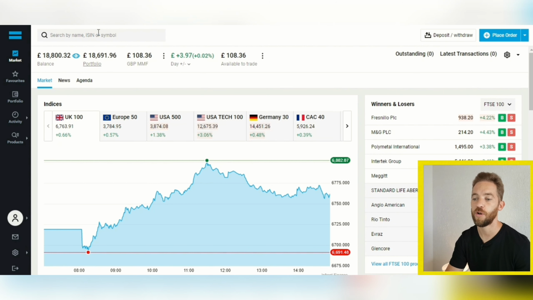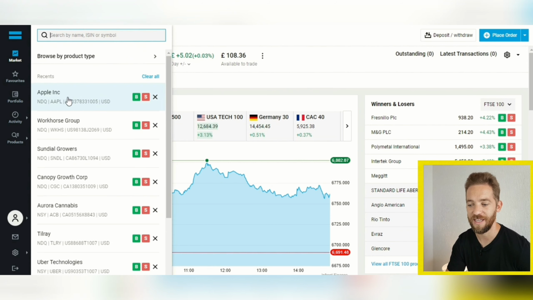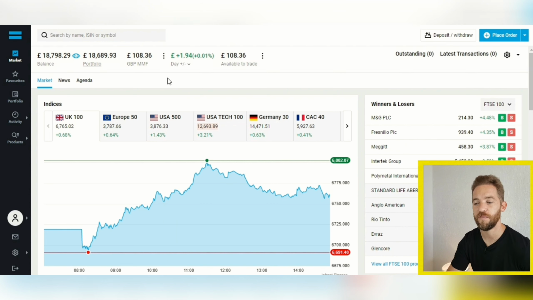In the top left hand corner we have a quick search function, so if you know the name of a company or its ticker symbol, you can pop that in here and then click on the name of the company. It will take you into the individual stocks, so you can either buy or sell or look at some of the data that they have there. Then we have a summary of your account.